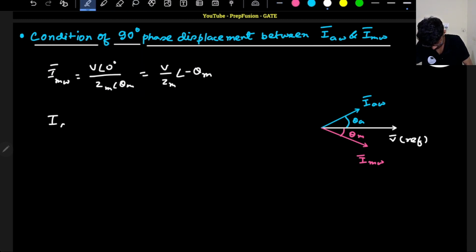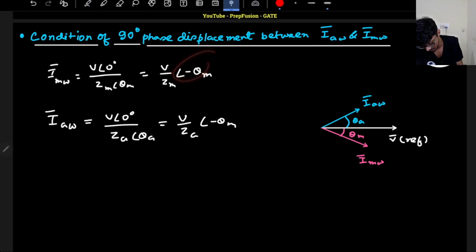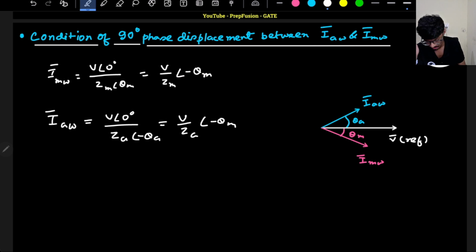What will be the auxiliary winding current? The auxiliary winding current will be V angle 0 divided by the auxiliary winding impedance, Za angle theta a. This will be V by Za, angle minus theta a. If I want the condition for 90-degree phase displacement, remember, if it is capacitive in nature, the theta will be negative, because the reactance will be negative. So basically theta a plus theta m must be equal to 90 degrees.